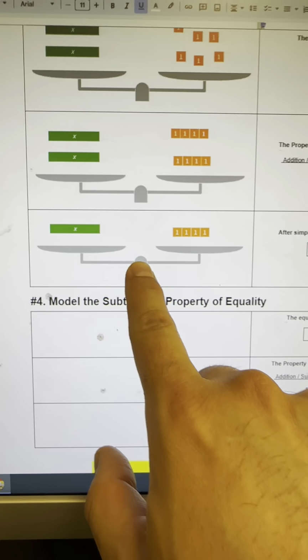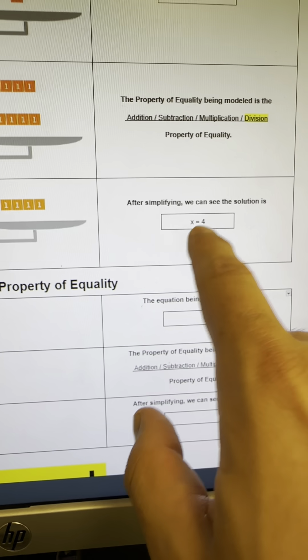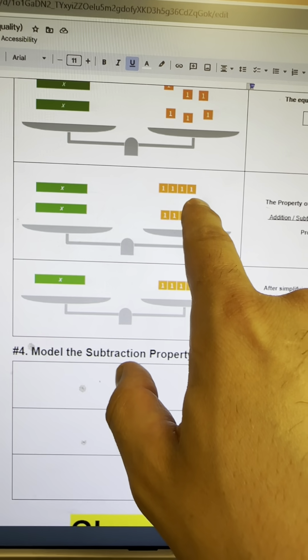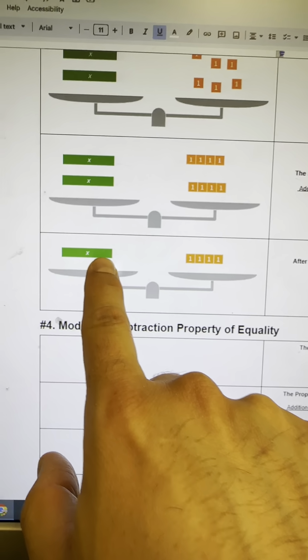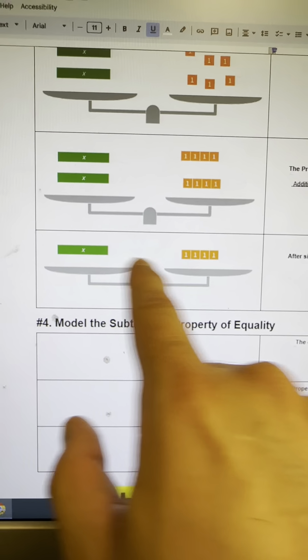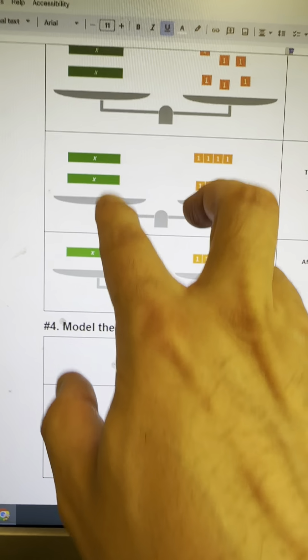So you can see here, I pasted my solution here, and I wrote down my answer, x equals 4. So again, by figuring out that each x matches up with 4 1s, I'm able to see that each x has to be equal to 4. So that's why by deleting this, it stays balanced, because again, these are both equivalent.